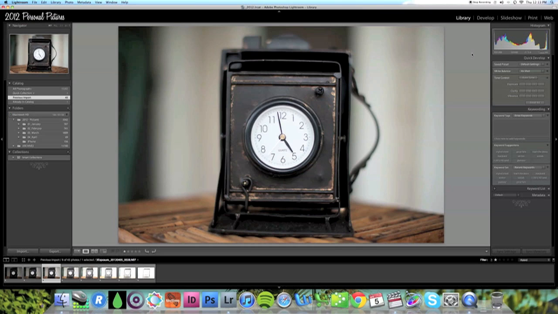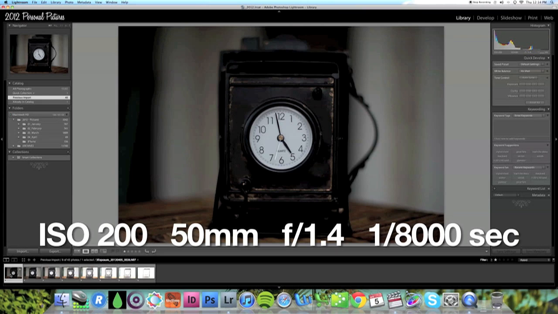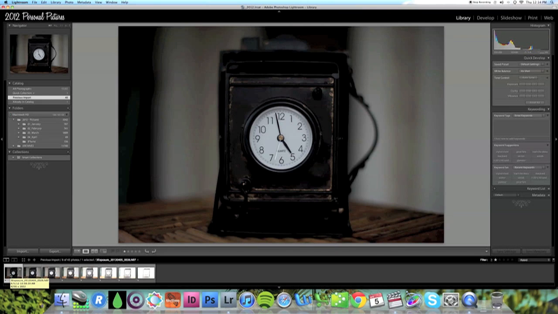So in order to show you how shutter speed affects an image, I kept all of the other factors of the image the same. The ISO is at 200 and the f-stop is at 1.4 for all of these images. The only thing that I changed is the shutter speed. So I'm going to back up down here. This was shot at 1/8000th of a second. I know the number got bigger, but it actually is faster because we're talking about fractions.